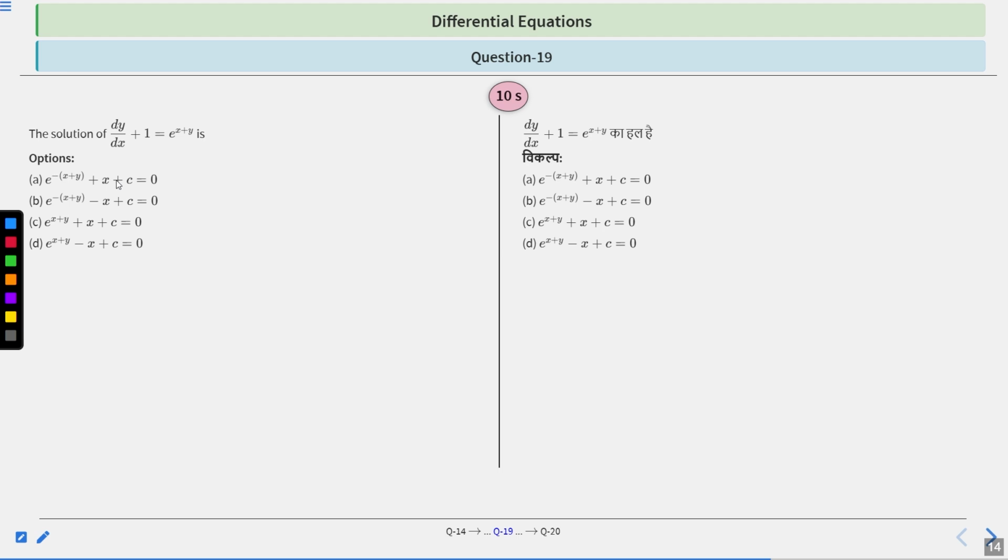After that, we can convert dy by dx in terms of dt by dx or dz by dx, like that. So in this way, you can try to approach this question. You have 10 seconds to solve or think about this question. After 10 seconds, we will discuss the solution.